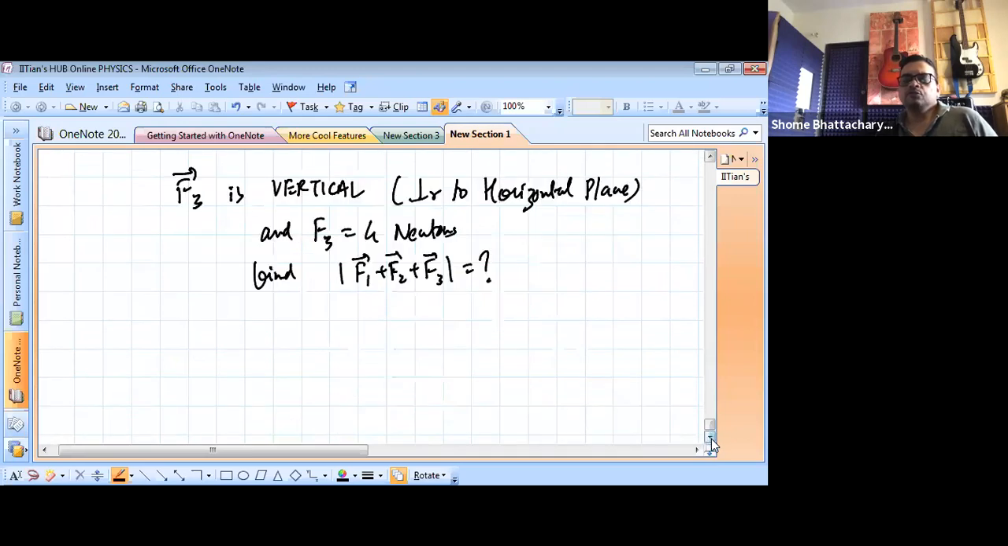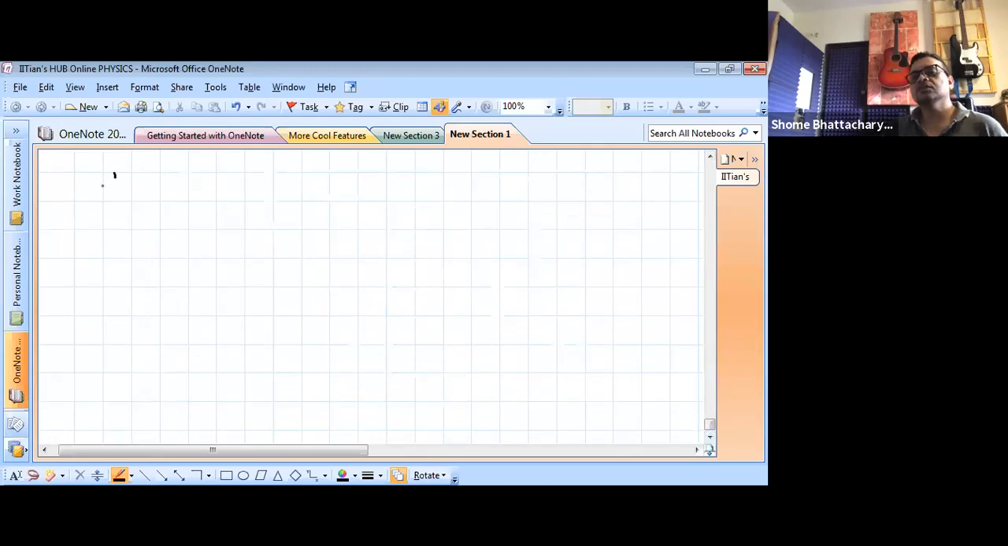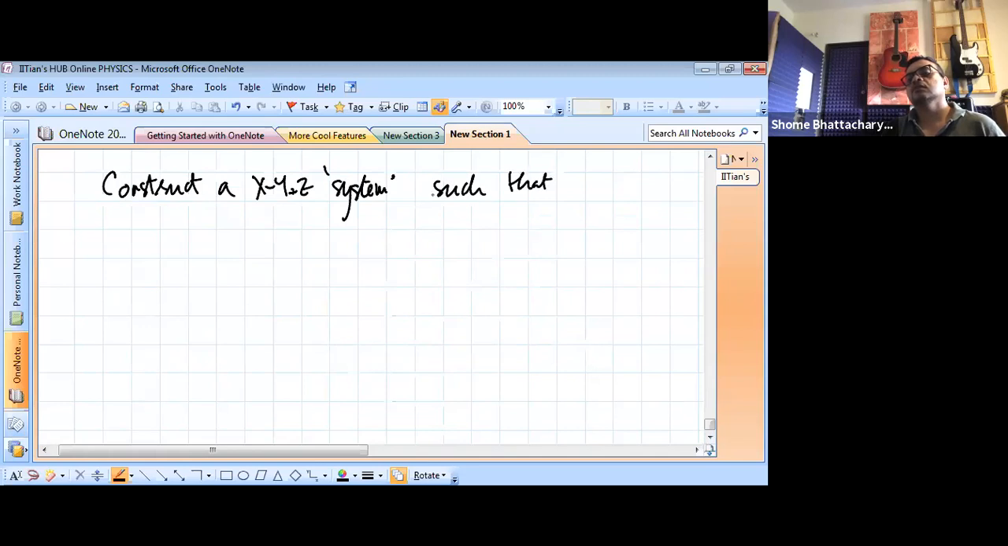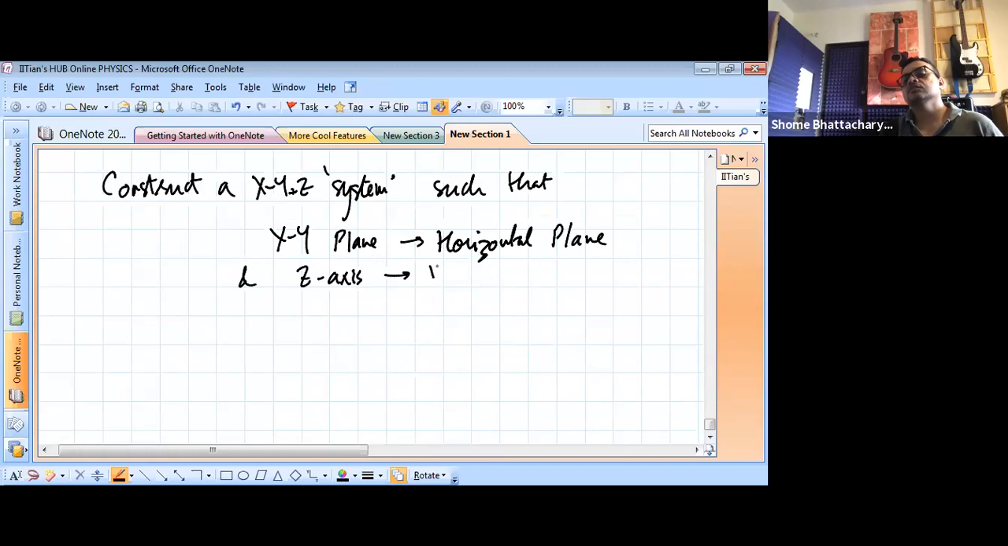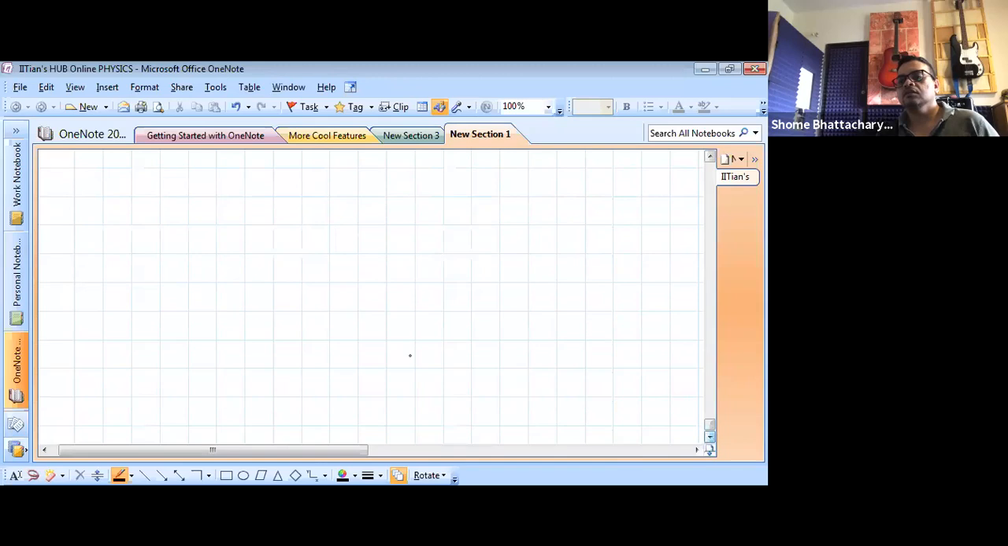So what we'll have to do is make use of a 3-dimensional coordinate system. So construct an XYZ system such that the XY plane is the horizontal and the Z axis is vertical. So basically, we are looking at constructing some kind of a plane where 3-dimensionally we think about drawing it, something like this.